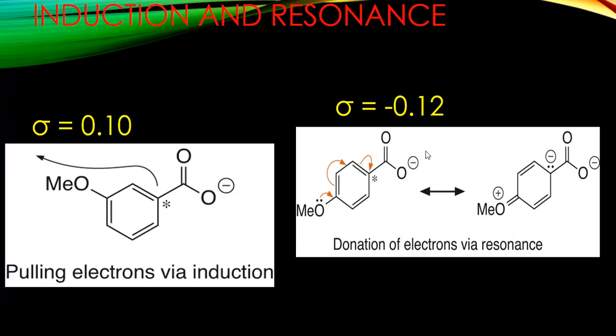This shows that the more the resonance, the more negative is the sigma, and the more the induction, the more positive is the sigma value. And if there is a negative sigma value, it can be stated that the substituted benzoic acid is less acidic than the benzoic acid itself.